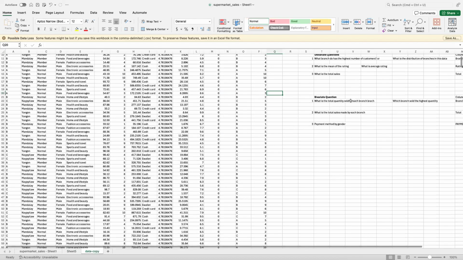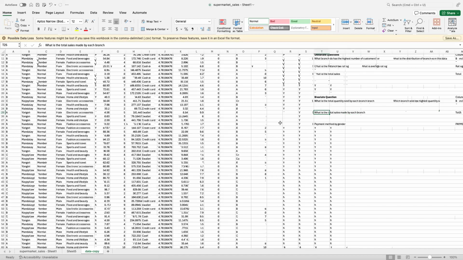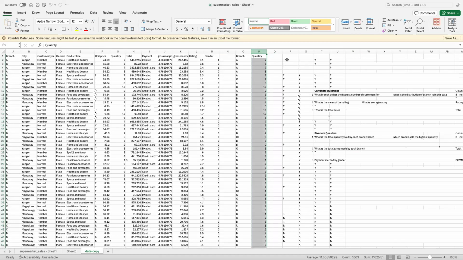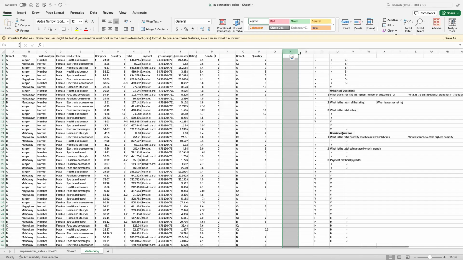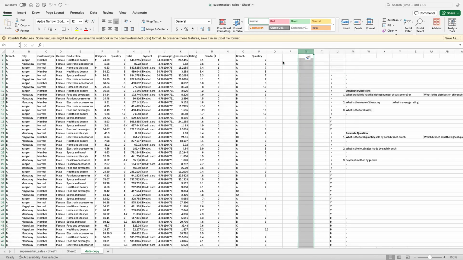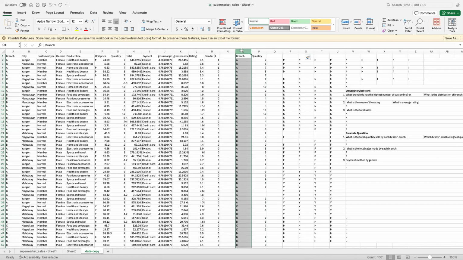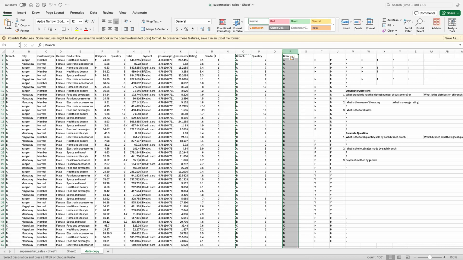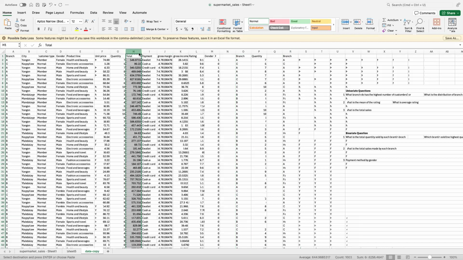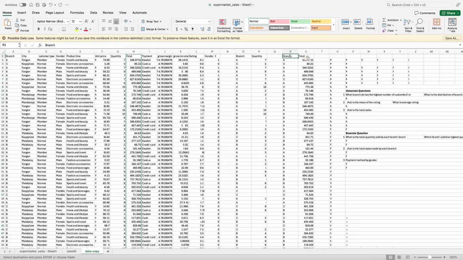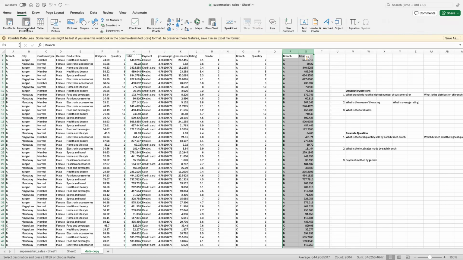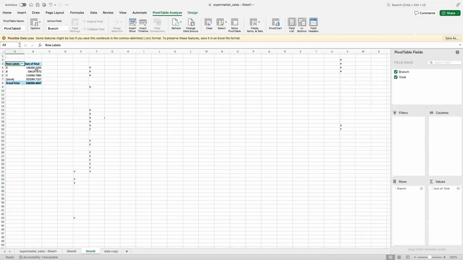So what I did here is not really that much of a complexity. Let's come to this second question: what's the total sales made by each branch? The same thing: we selected quantity, so we just select branch again, and total sales, so select total. You could do this without having to copy, but this is just quite intuitive. Recommended pivots got it right the first time. Probably it knew that this is what you wanted to do.